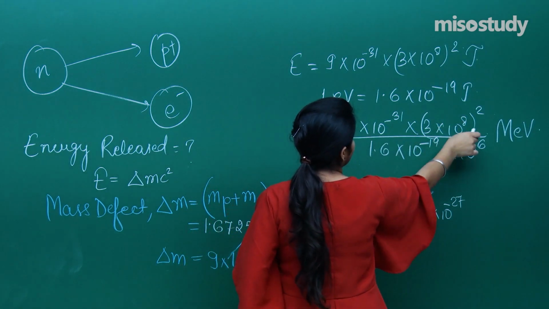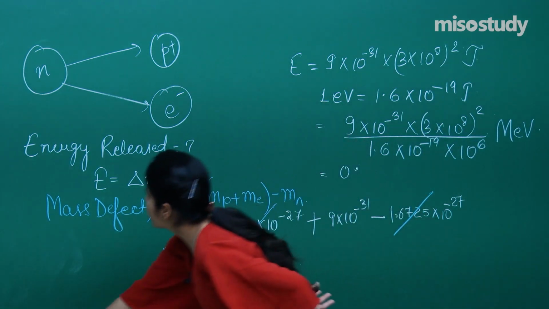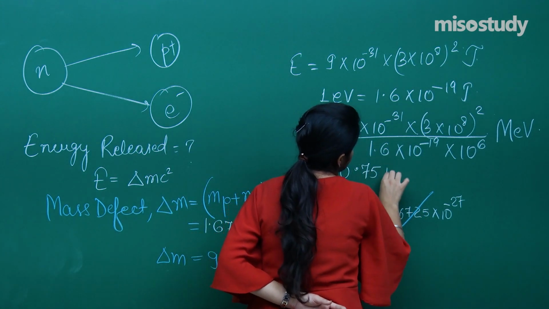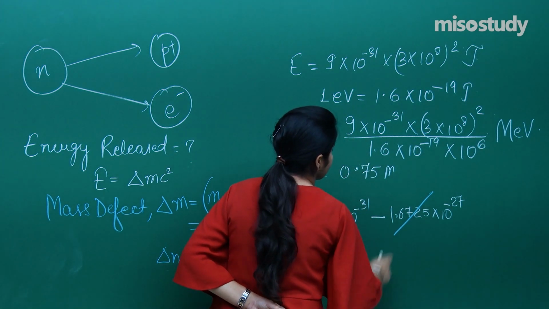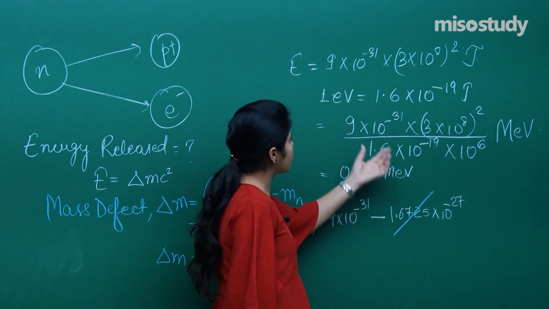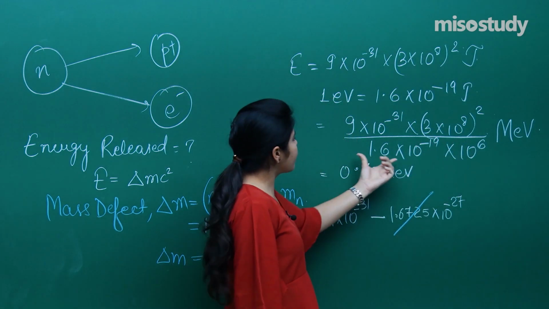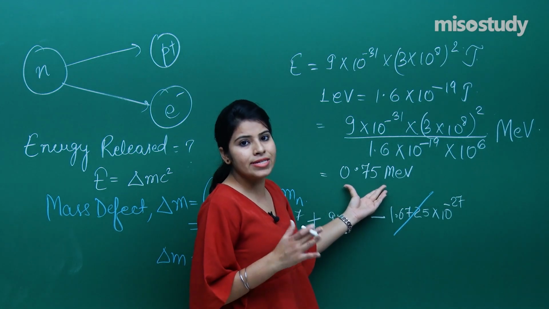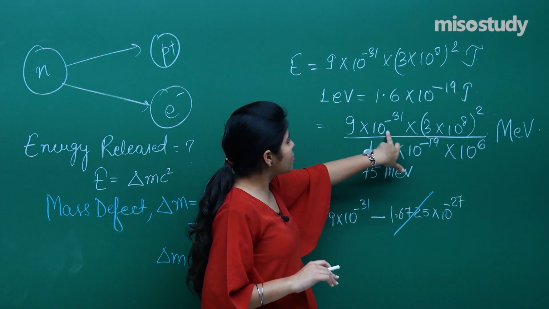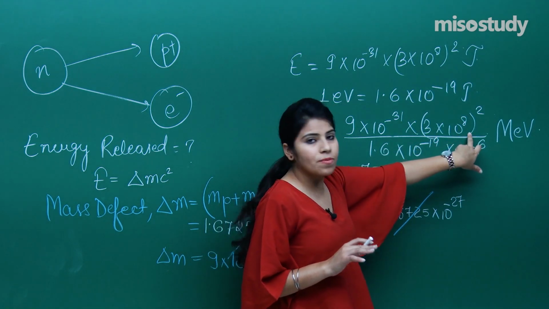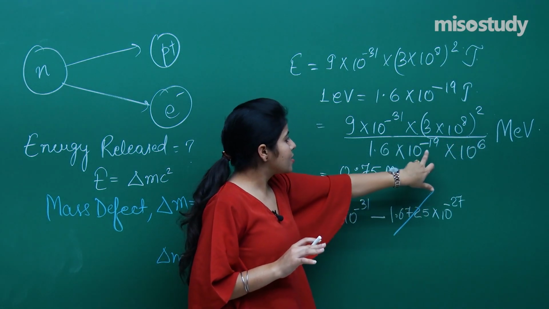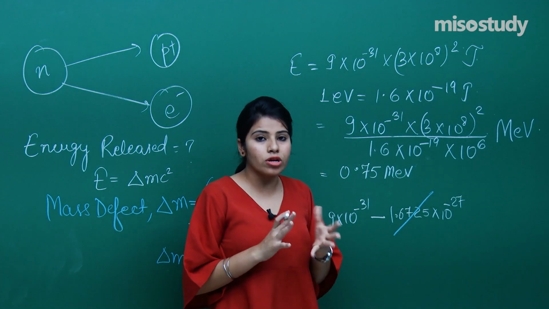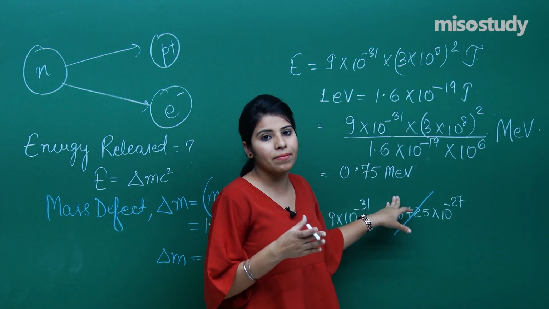So 9 into 9, if you multiply it, you will see that your answer will approximately come out to be 0.7 mega electron volt. 9 into 9 is 81, 81 divided by 1.6. So your answer will be in the 0.75 range, because of 10 raised to the power minus 31, 10 raised to the power 16 minus 10 raised to the power minus 19 plus 6. So if you watch this, definitely your answer will come into this range.